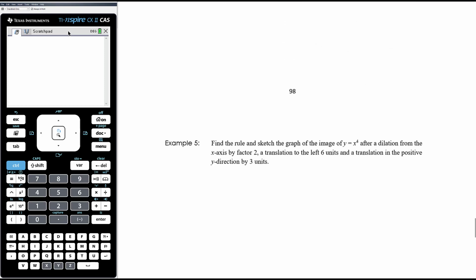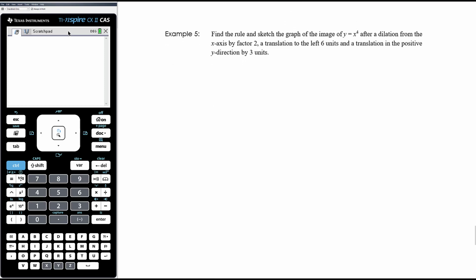Okay, example 5, the last one here. So find the rule and sketch the graph of the image. So we're going to sketch a graph after we've done it, of y equals x to the power of 4 after dilation from the x-axis by a factor of 2, translation to the left 6 units, and translation in the positive y direction by 3 units.